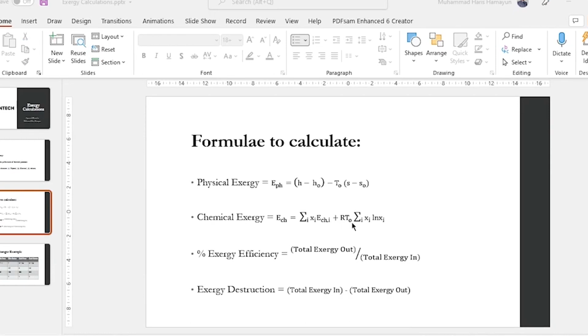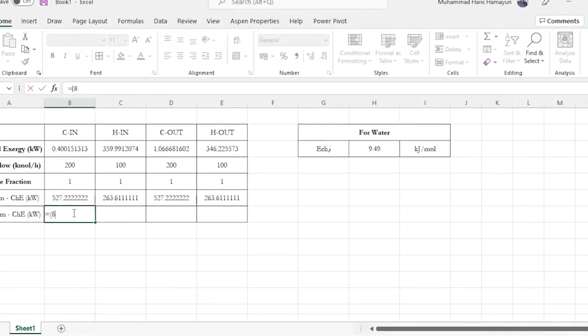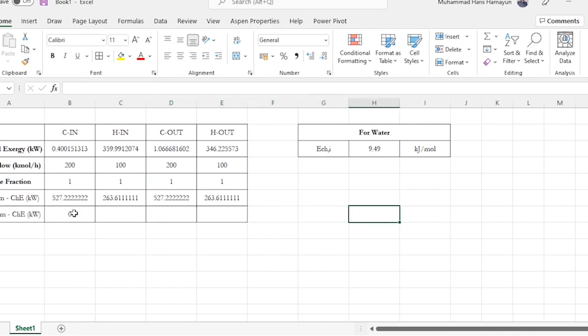T naught, the reference temperature 298.15, and Xi, natural log of Xi. So again, R, which is 8.314, 298.15 multiplied by Xi multiplied by the flow rate multiplied by natural log of Xi. So we know the natural log of 1 is 0, but obviously we need to understand it for the other systems as well. Now the unit of R is joule per mole Kelvin multiplied by Kelvin and then multiplied by the flow rate, so it will be kilomole per hour.